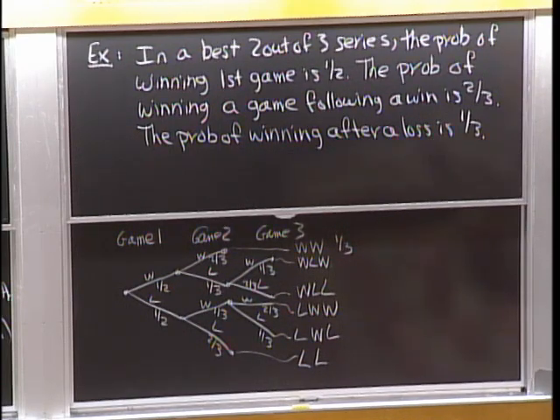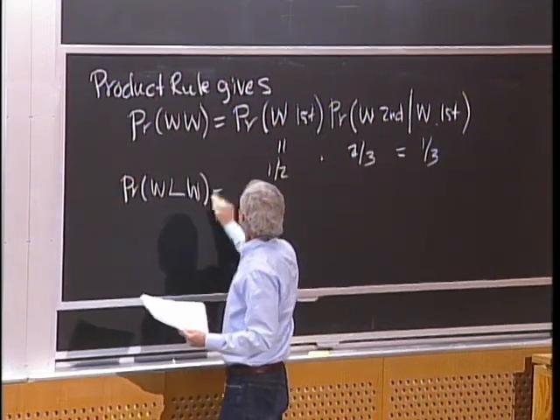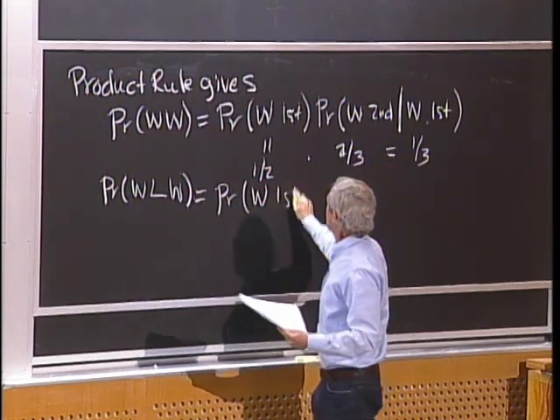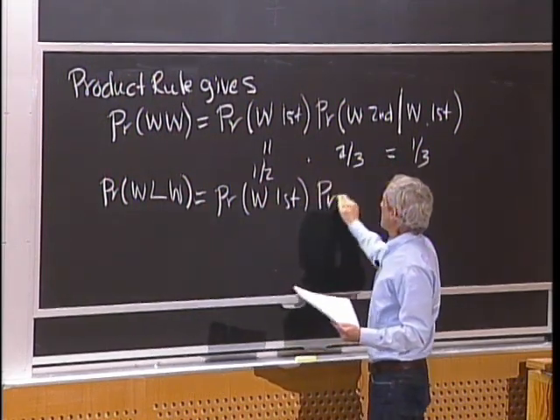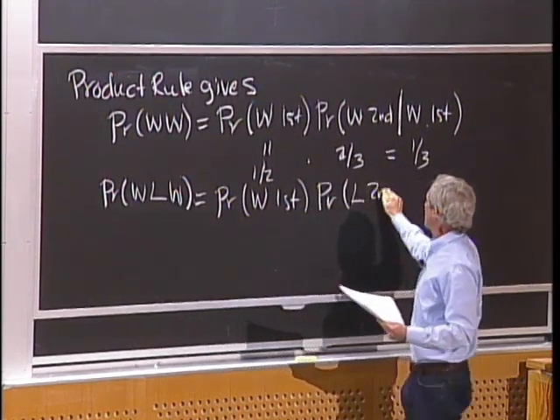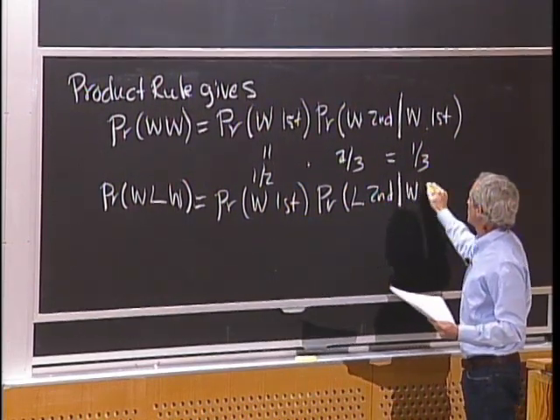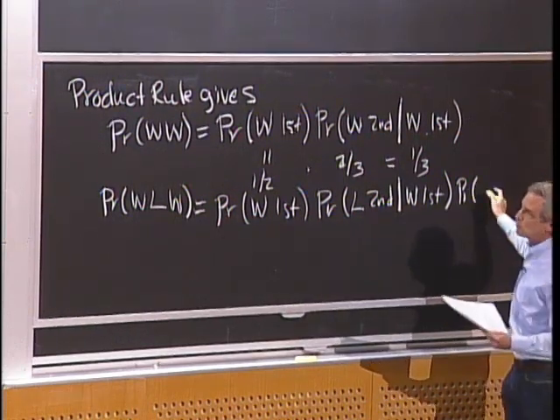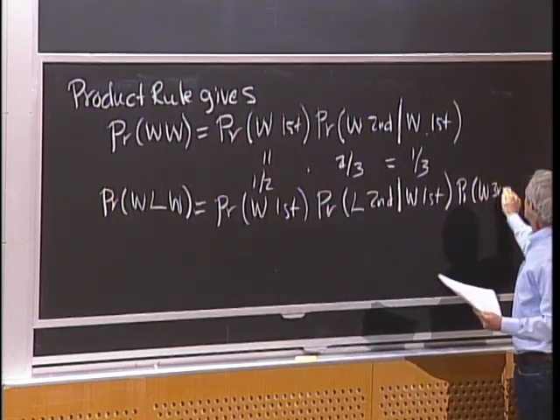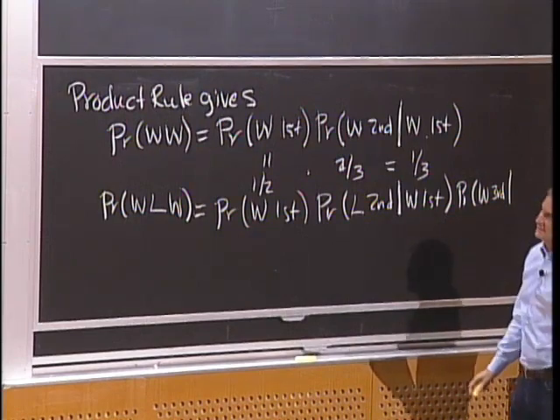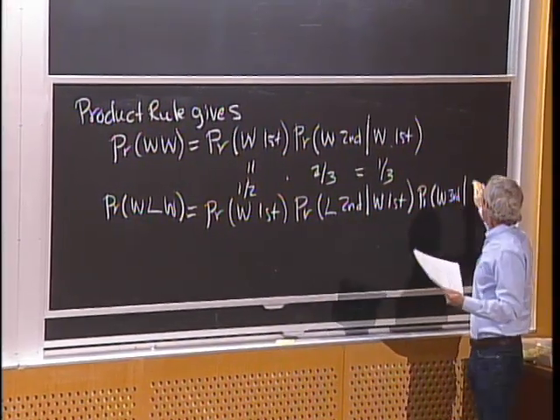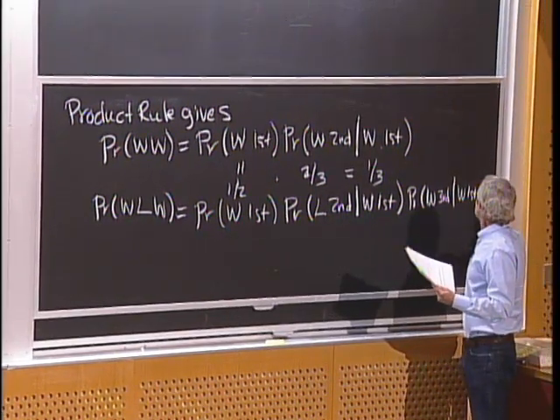The probability of win, lose, win by the general product rule is the probability that you win the first game, times the probability you lose the second game given that you win the first, times the probability you win the third, given what? What am I given on the product rule? Won the first, lost the second.